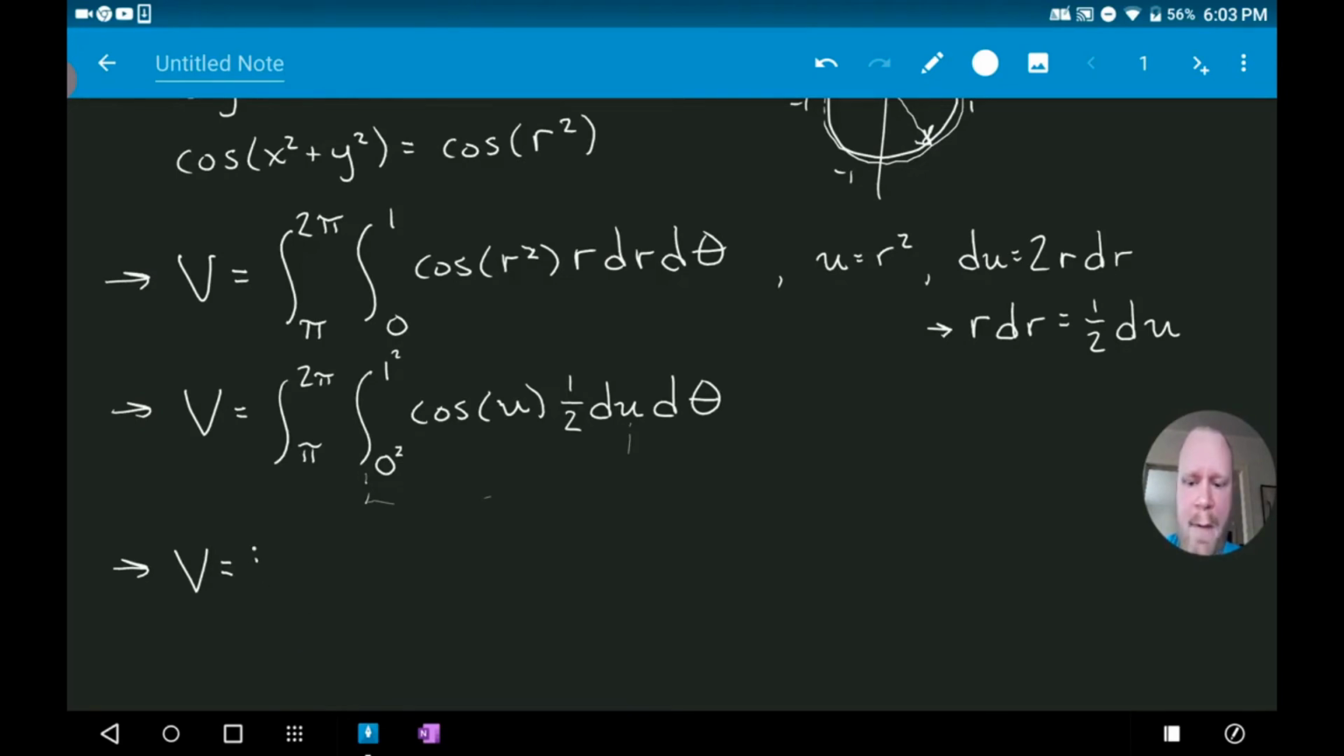I'm going to pull that 1/2 out in front. Pi, 2 pi. And this integral is going to be, let's see, the integral of cosine is just positive sine. So that's going to be sine of u, where u is equal to 0 and u is equal to 1. The 1/2 is already put out in front here, and then I've just got a d theta.